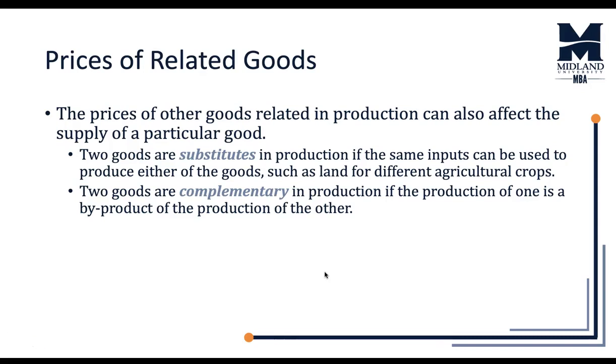Same for complementary goods, right? Two goods are complementary in production if the production of one is a byproduct of the production of the other. Leather and beef could be one example, right? Those are complementary goods. And if there is more demand for one of the items, there's a good chance that the other might be produced more as well, right? They're both coming from the same source. Okay.